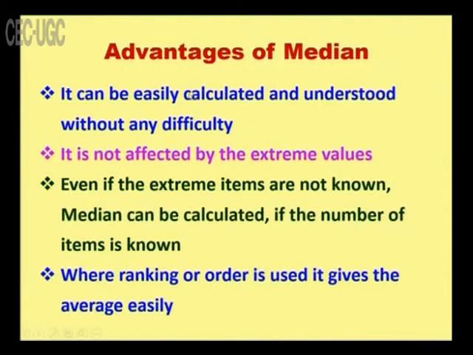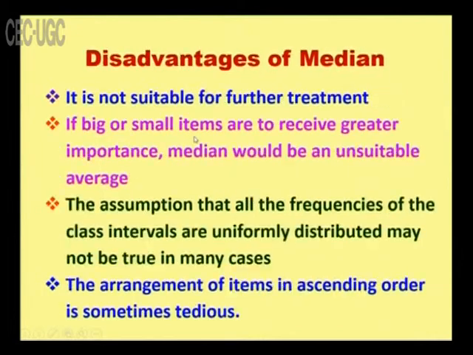And now what are the advantages of median? It can be easily calculated and understood without any difficulty, and it is not affected by the extreme values. Even if the extreme items are not known, median can be calculated if the number of items is known. That means, if we know exactly the number of items, then we can calculate the median. And where ranking or order is used, it gives the average easily. So, these are some advantages of the median.